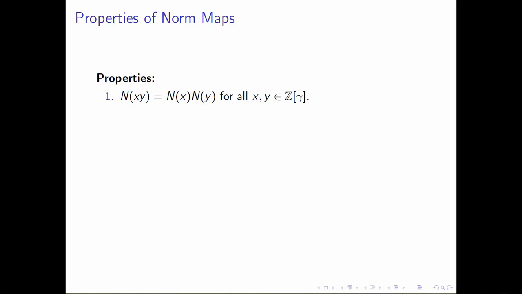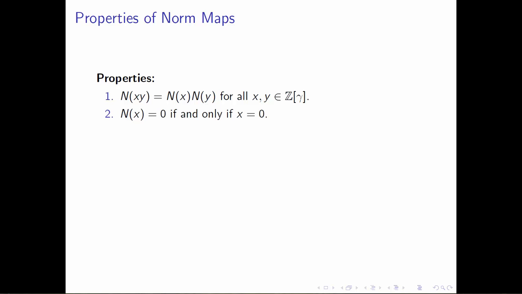Now, there are some properties of norm maps that are going to make them really useful for us. And the first property, perhaps the most important property, is that norm maps are multiplicative. So if we take two elements x and y in Z adjoin gamma and we look at the norm of that product, then that's the norm of x times the norm of y for all x and y in Z adjoin gamma.